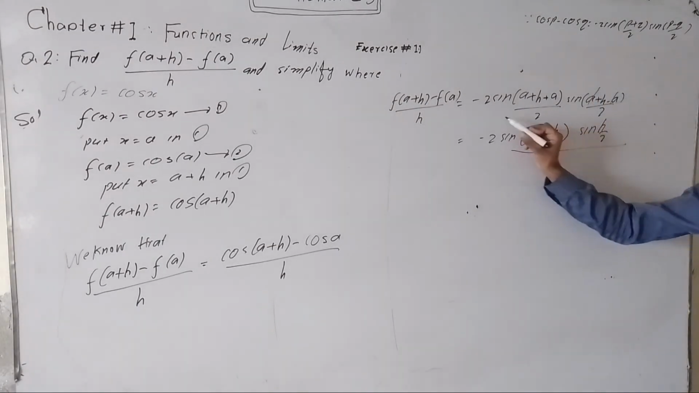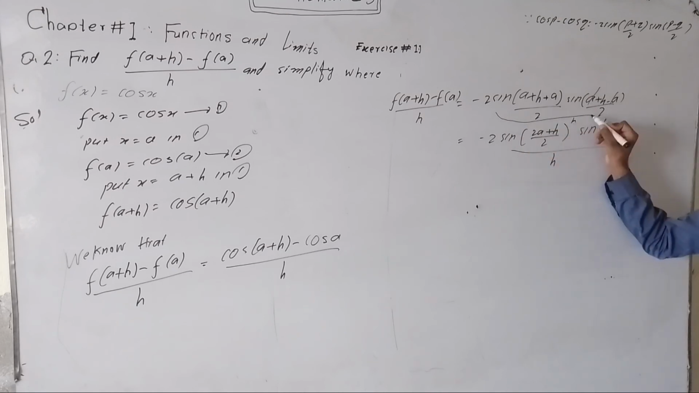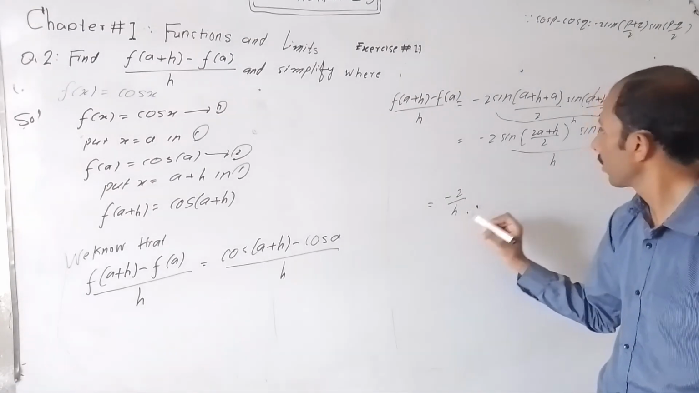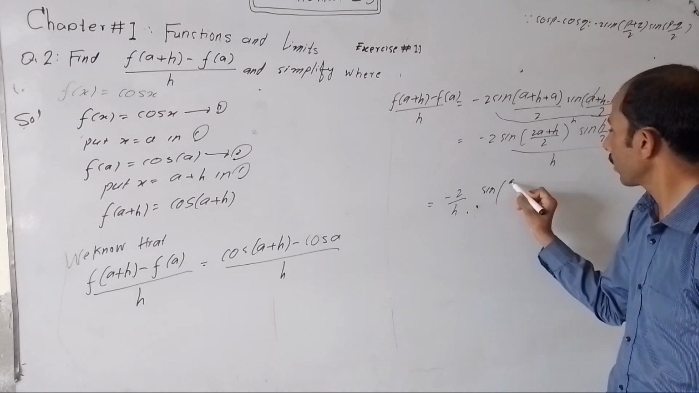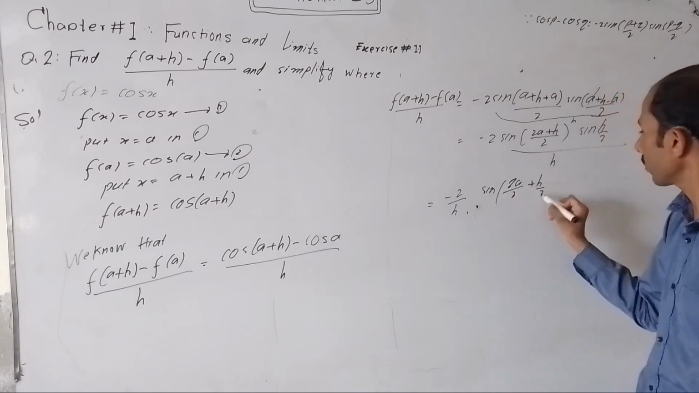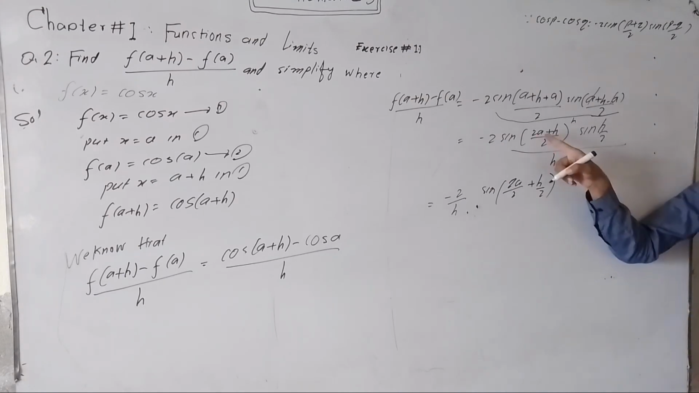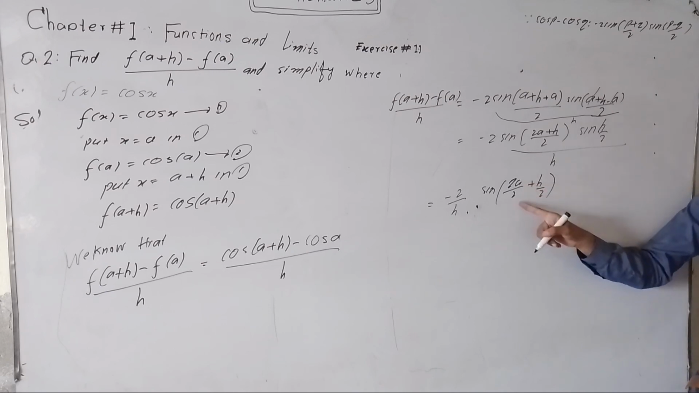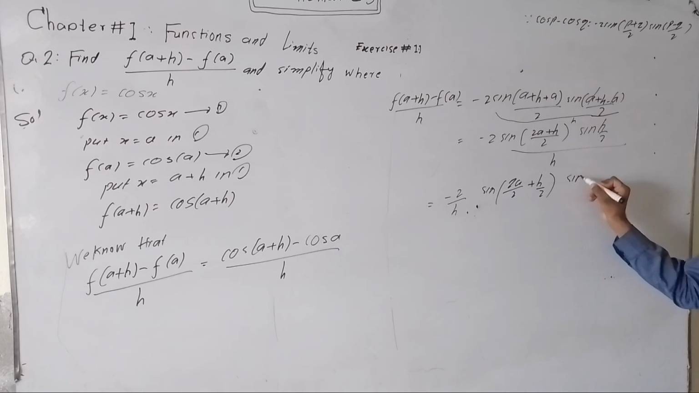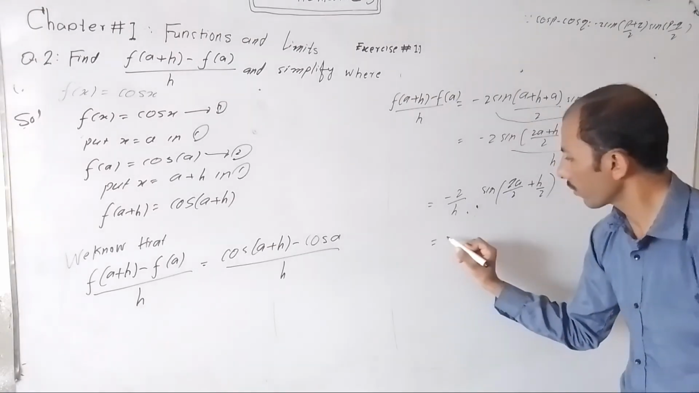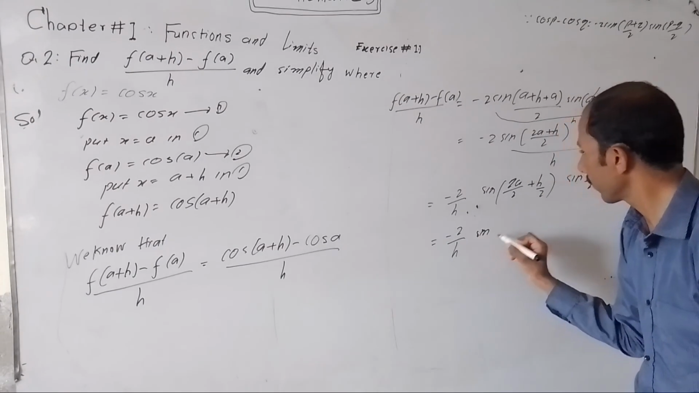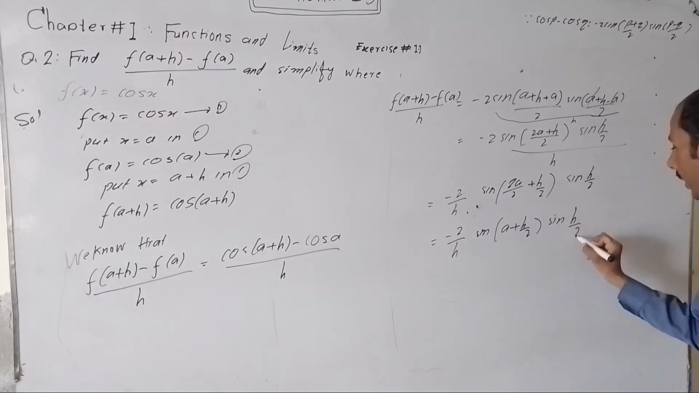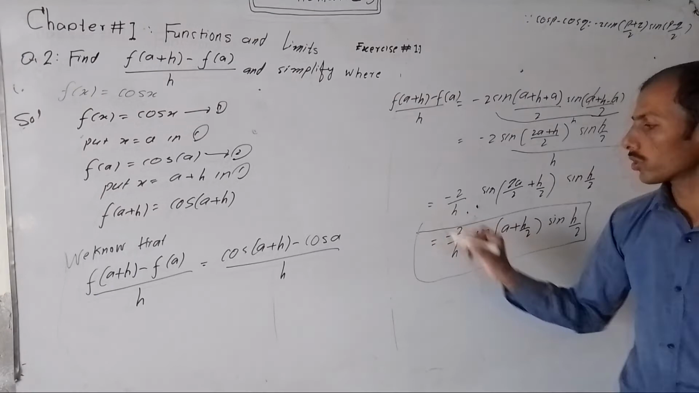So divide h in this form, minus 2 over h sin (2a divided by 2 plus h divided by 2). 2a plus h can also be written as 2a divided by 2 plus h divided by 2, sin h divided by 2, is equal to minus 2 divided by h sin (a plus h divided by 2) sin (h divided by 2), which is the required solution.